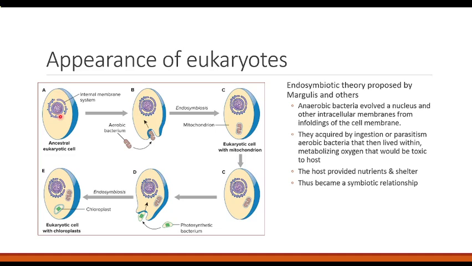Specifically, it is mentioned that anaerobic bacteria evolved this, and anaerobic bacteria are unable to use oxygen in oxidative phosphorylation. So they don't need oxygen to produce ATP. For some reason, they ingested or were parasitized by an aerobic bacterium, those that require oxygen in order to produce a lot of ATP, and somehow they started to live together. So that's the endosymbiotic theory in a nutshell.